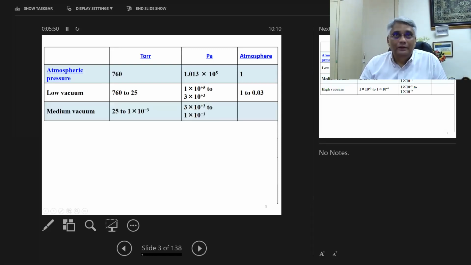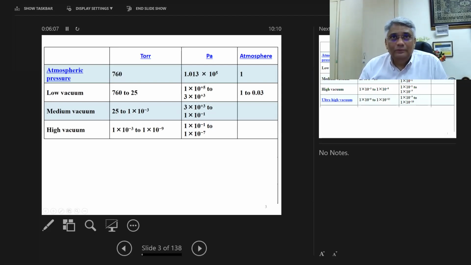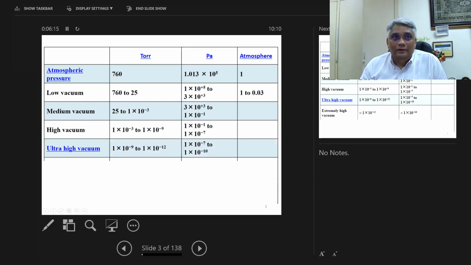Okay. Now, the medium vacuum levels are 25 to 1 into 10 raised to -3 torr, 3 into 10 raised to 3 to 1 into 10 raised to -1 pascals. And you have high vacuum, which ranges from 10 raised to -3 to 10 raised to -9 torr. You have ultra high vacuum.